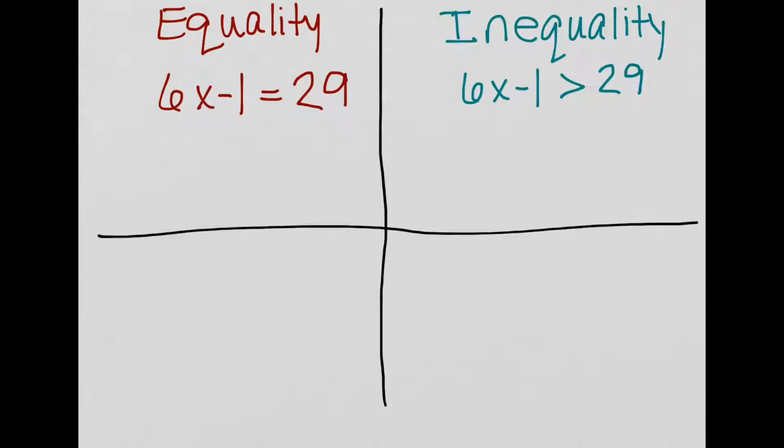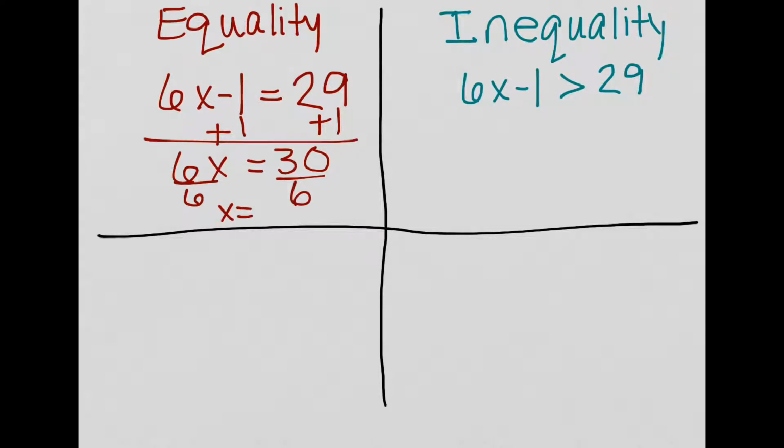An equality is just another name for an equation. See that? We have an equal sign. It's an equation. This is a simple equation that you have been solving so far in this unit. Should be kind of second nature by now. Let's add 1 to both sides. And so we would get that 6x equals 30. And when we divide both sides by 6, we get that x equals 5. We have solved our equation.